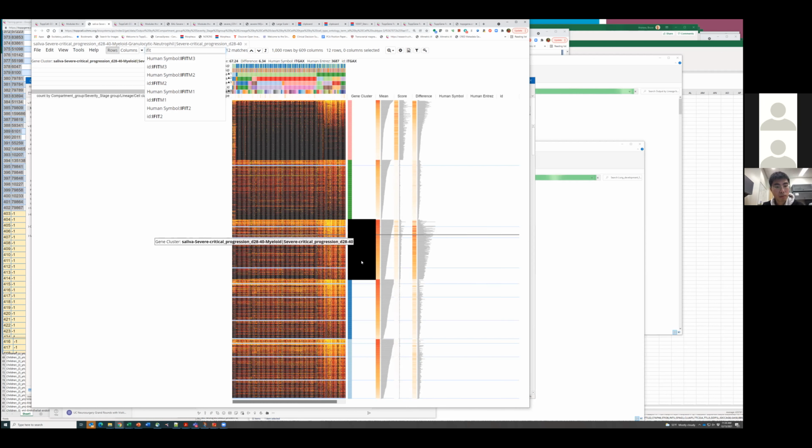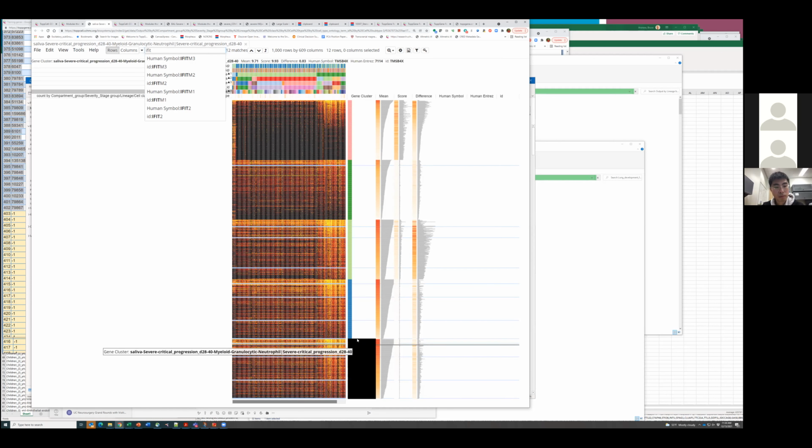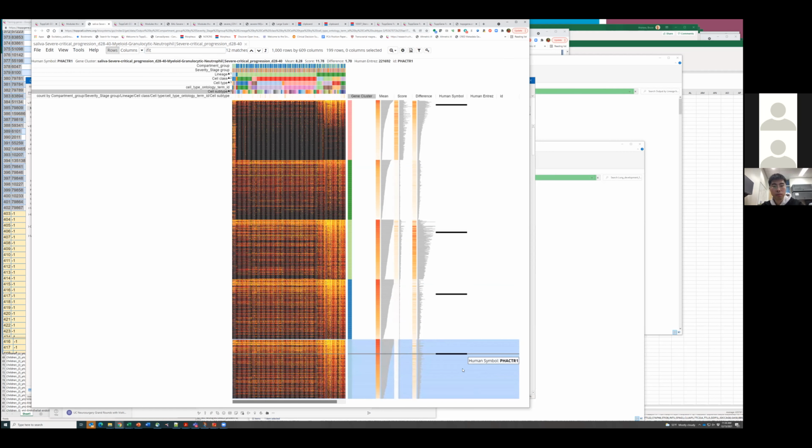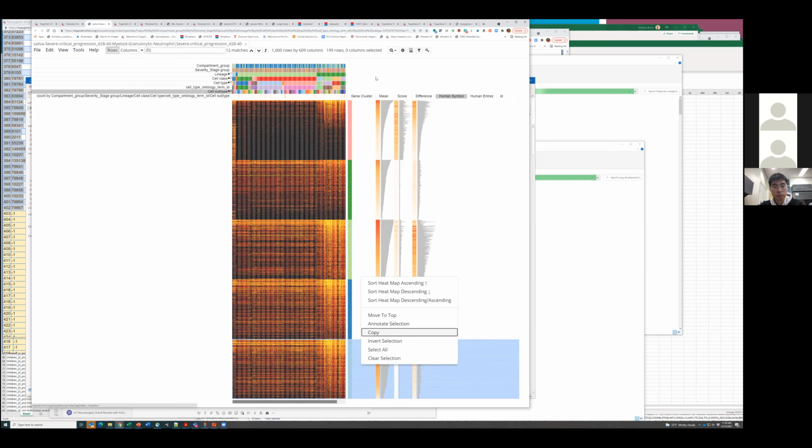And as you get more and more specific down here, let's just grab this last signature in here, and then you can select the genes in that list and then go explore them.